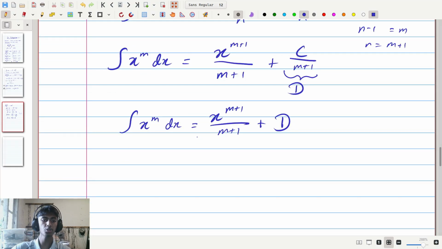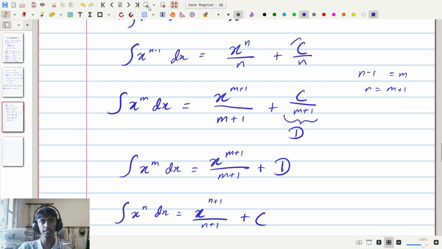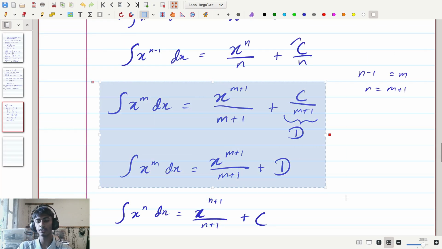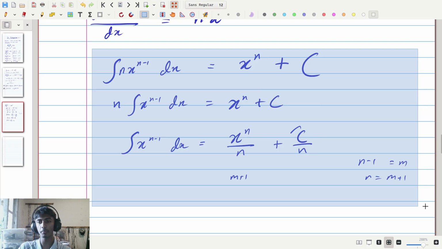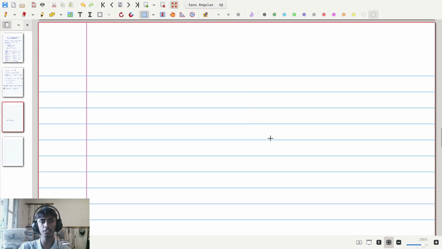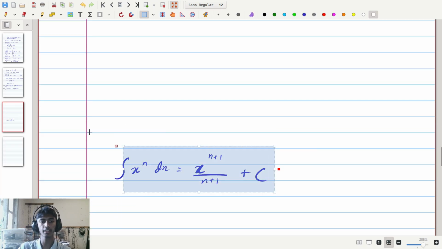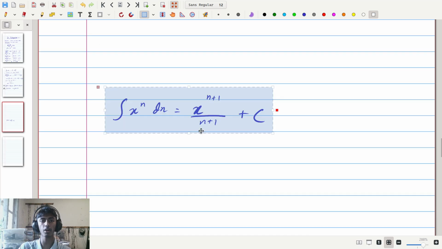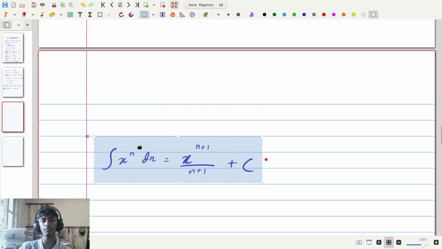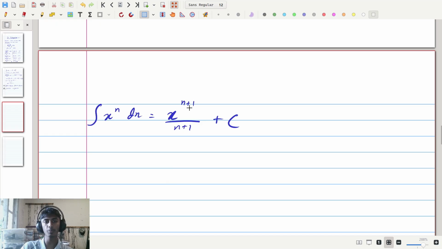Rewriting this in some more familiar symbols, we would usually not write this in terms of m and d. We would usually write that x to the power of n dx is equal to x to the power of n plus 1 divided by n plus 1 plus some integral constant c. This is what we write. This is a common integral. In fact, it's probably the most common integral, the simplest integral that we have. It is that the integral of x to the power of n, or some integer power of x, is going to be x to the power of n plus 1 divided by n plus 1 plus c.